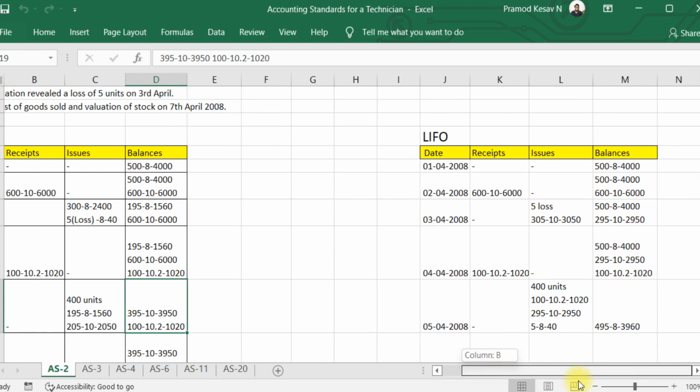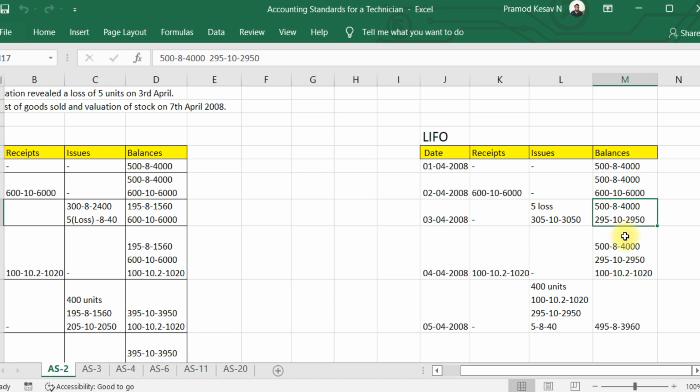For LIFO, last in, first out, it's just the opposite. So from the balance, for example, we will consider 3rd of April 2008. There is 5 loss, and then 305 is the number which we have to consider. So from where would we actually take it? We would take it from the last one, that is 600. From that stack, we will deduct 305, and that's why in the balance we are denoting it as 295.